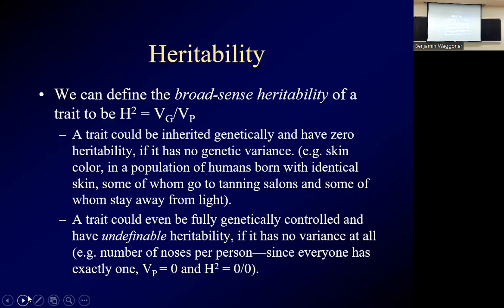And then we can take VG divided by VP, the fraction of variance in a population that's down to G's, and that quotient is called broad sense heritability, abbreviated capital H squared. And you have to be careful with that because a trait can be inherited genetically and have zero heritability. A trait can even be fully genetically controlled and have undefinable heritability. Let me do that one first.